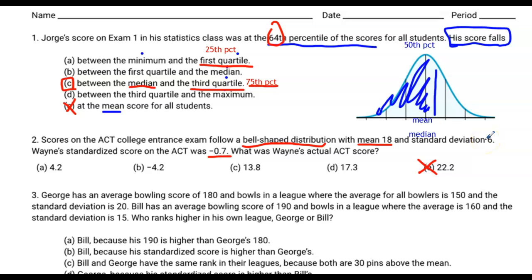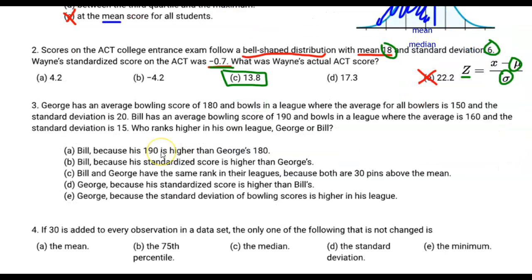Well, it looks like we're going to have to pull out the formula for z-scores. We know that Wayne's standardized score was negative 0.7, so that is the z-score, so that goes with that. We also know that the mean is 18, so that goes with that. The standard deviation is 6, so that goes with that. So it seems like all we're doing is substituting values into this z formula to find the value of x. Long story short, if you solve for x, you should get 13.8. Hopefully you got that. That's some basic algebra.